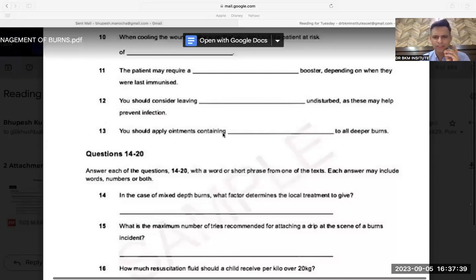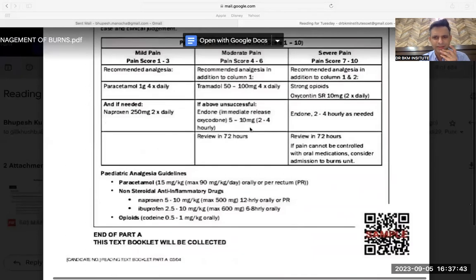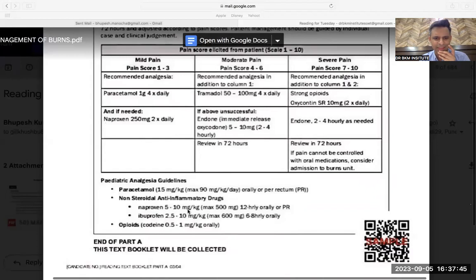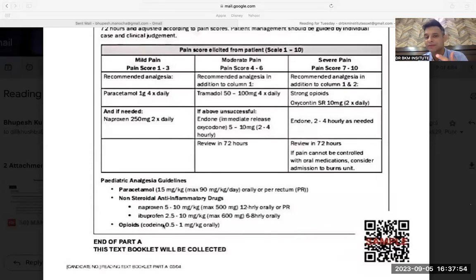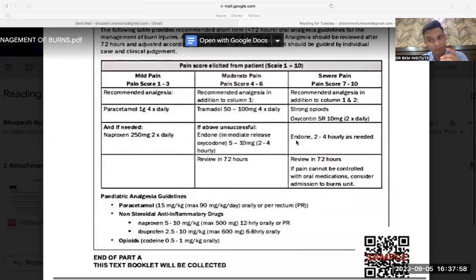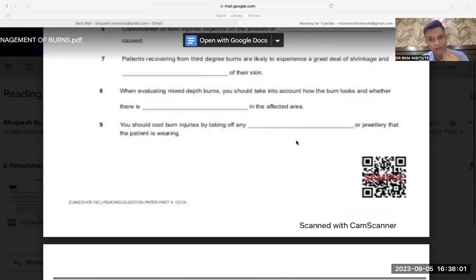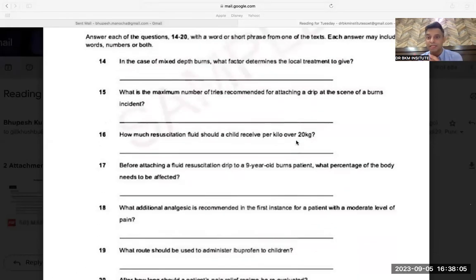So you should apply ointments containing dash to all deeper burns. Containing means there should be something in it. Containing codeine, but it is not given as an ointment. That is where I am unable to control myself at the moment because I am trying to get every question right, which again will waste your time. So I have to leave this question. I'm really sorry. I will go to question number 14. That is where I am saving my time. If I get stuck on question number 13, my exam is gone.